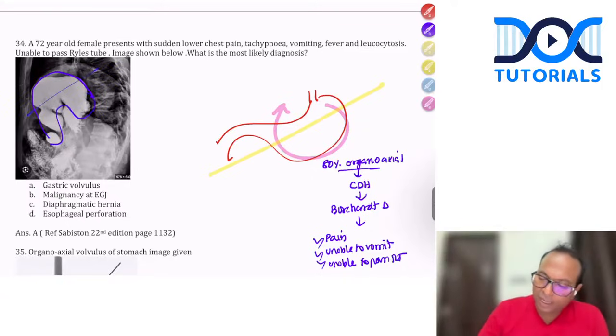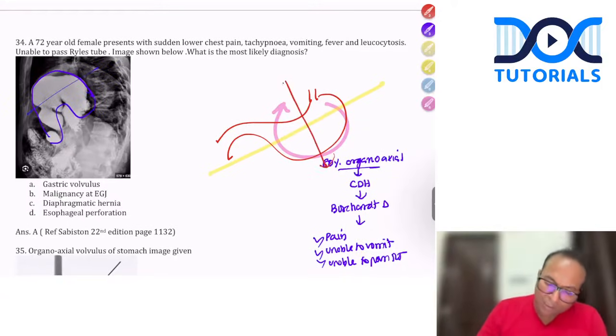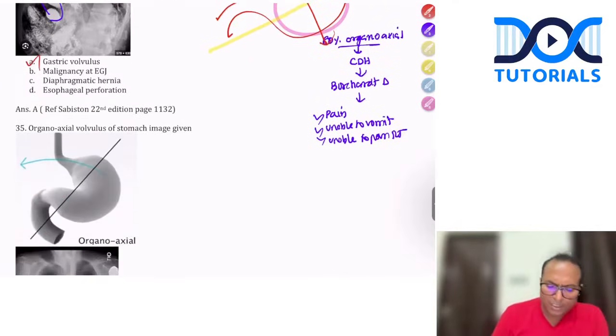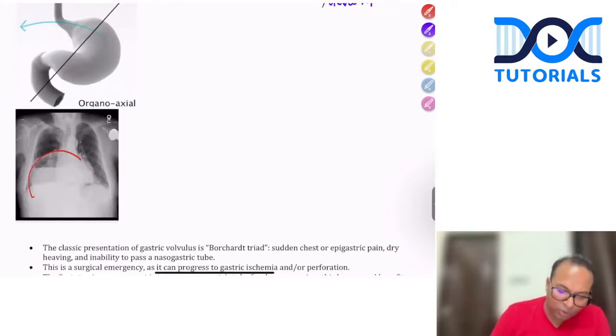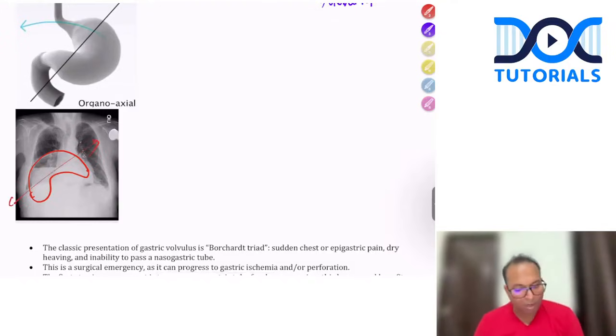There is another volvulus, very rare, which will be in this direction. But it is very rare. Mesenteroaxial is very rare, but here the picture is organoaxial volvulus. This is a picture of organoaxial volvulus, and this is an X-ray showing you organoaxial volvulus. So all these are 3 pictures of organoaxial volvulus.